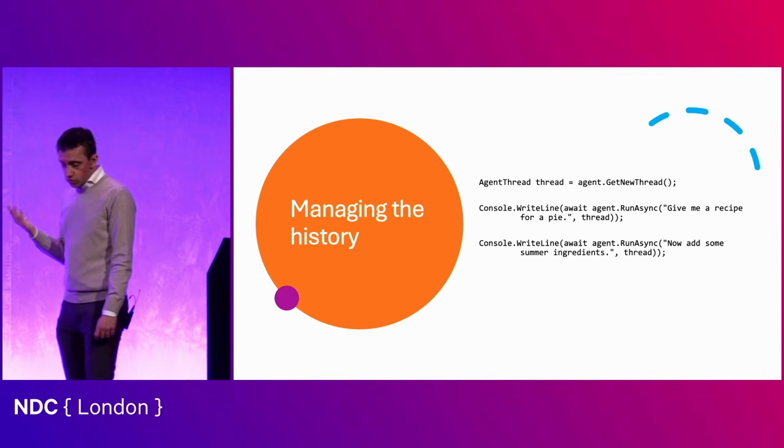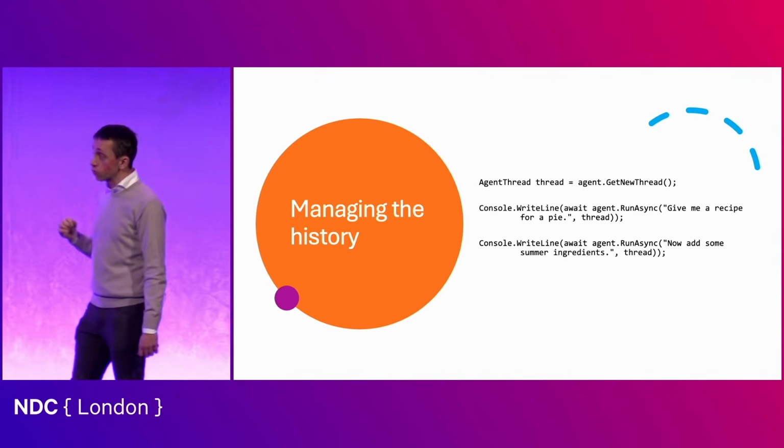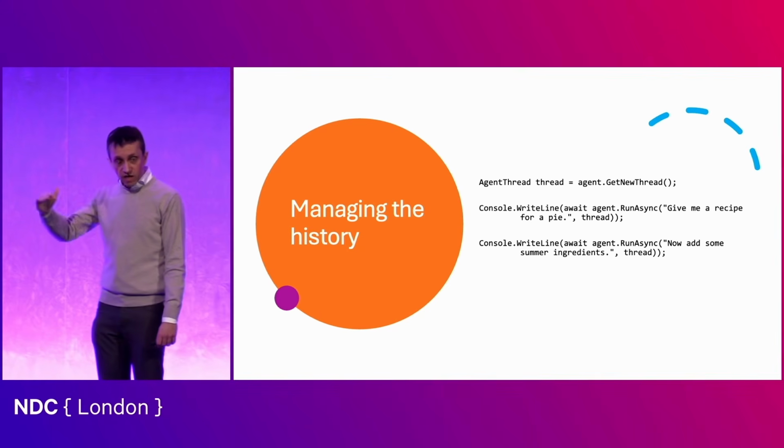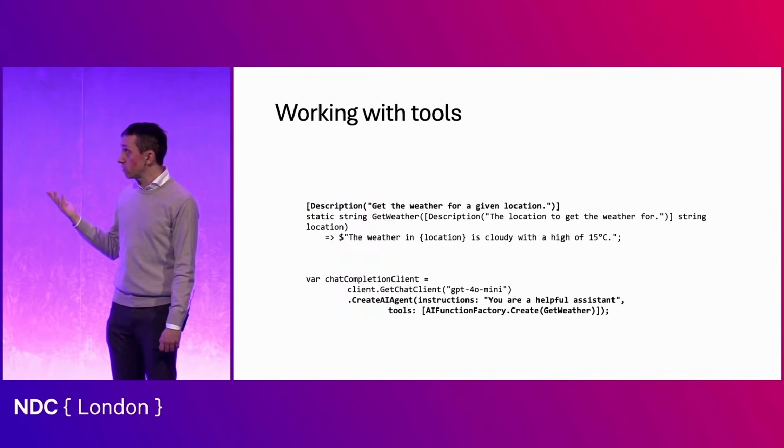This is very simple. You just pass the agent thread along with the invocation of the agent's call to run a prompt, and the history will automatically be passed along. And this will sound very familiar.